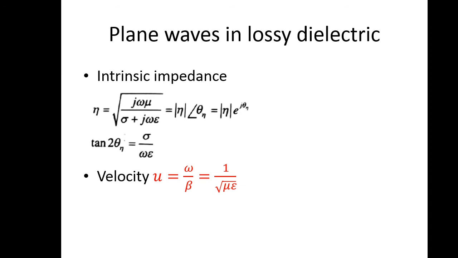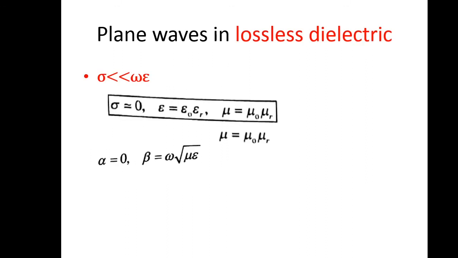And the next thing was intrinsic impedance eta, which is a complex quantity that is given by square root of j omega mu divided by sigma plus j omega epsilon. Then we learned tan 2 theta eta. Theta eta is the angle of intrinsic impedance. E leads H or H lags E by an angle theta eta. It is given by theta eta equals 1 by 2 tan inverse sigma by omega epsilon. Okay. So all these were the equations.